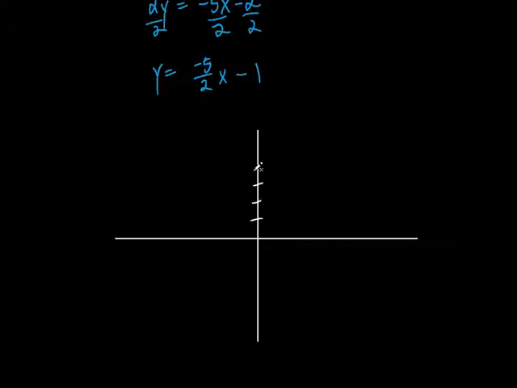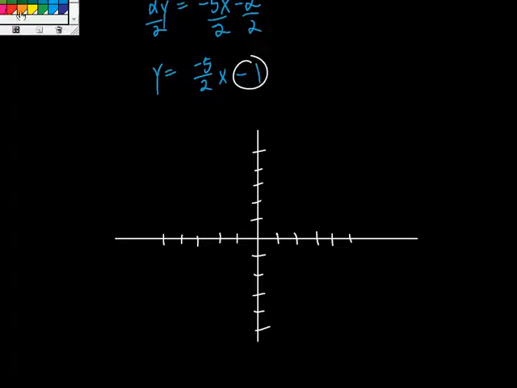Okay, so let's plot this thing. First of all, the y-intercept, that's what we want to do first, and it's -1. Let's do this in red. So -1 is right here, so I put the y-intercept at -1.